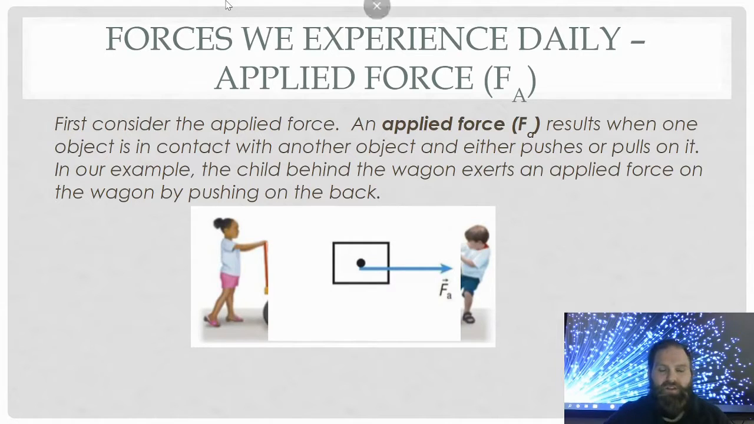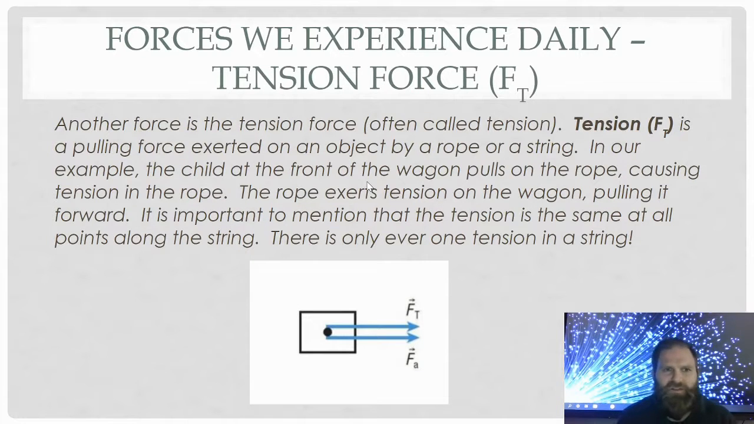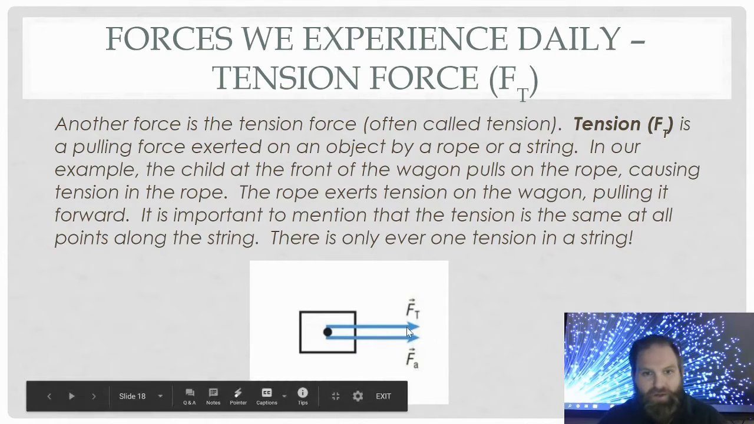The reason that we used FA is because I wanted to talk about what happens with the little boy on the right using a rope to pull the cart. Whenever you have a rope involved, you're going to have something called tension involved. To show tension, we use FT. So we also have a force to the right with tension, and that's from the rope.